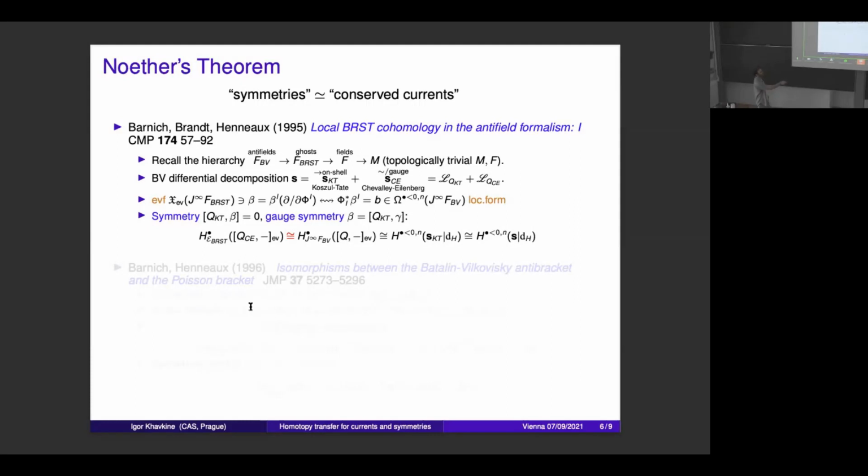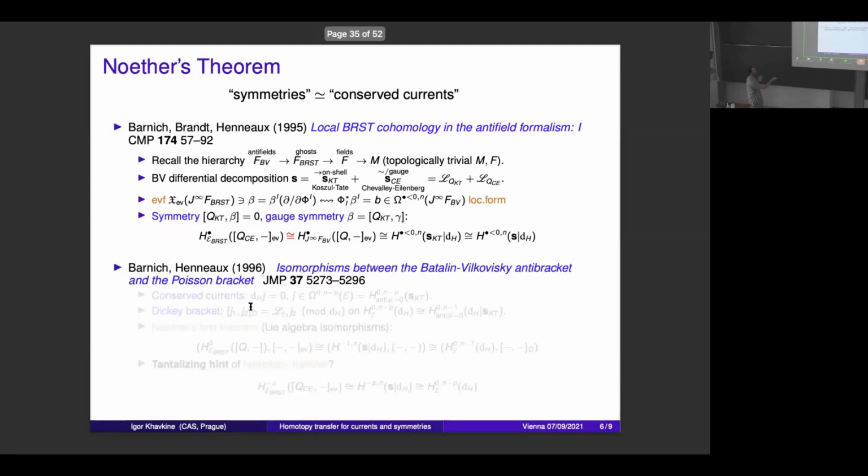So the geometric interpretation of these cohomologies, on which we constructed the infinity algebra before, is that as vector spaces we can identify them with the symmetries of the BRST extended equation that preserve the equation and this BRST structure. Okay. So that's what symmetries means.